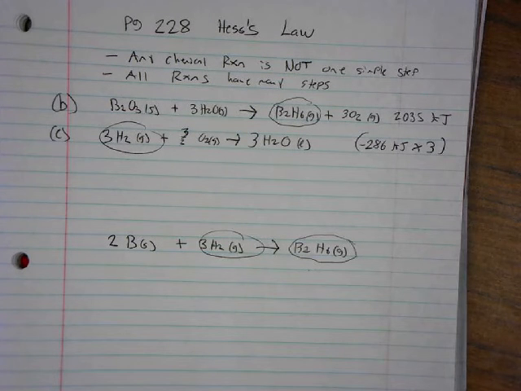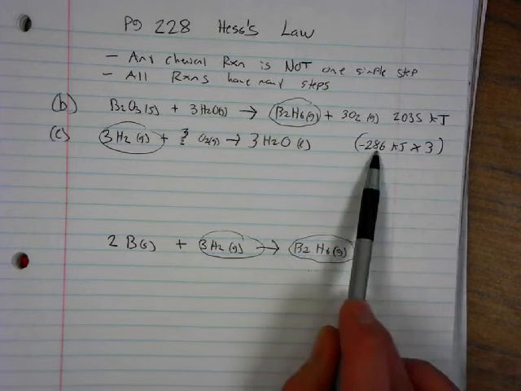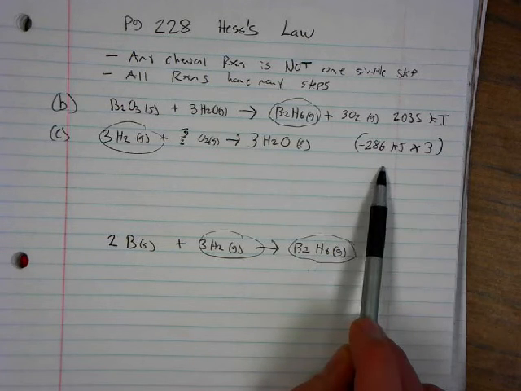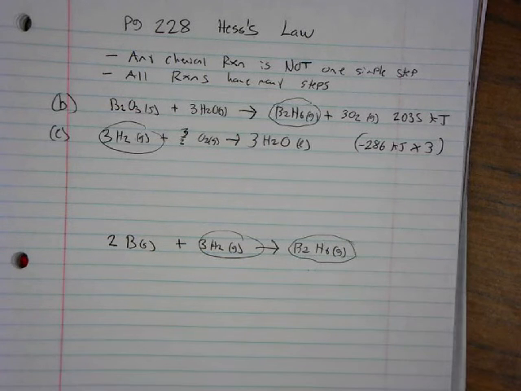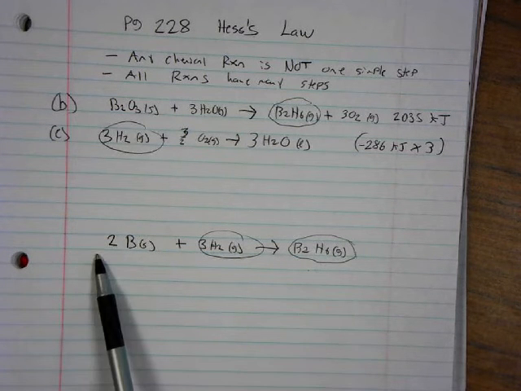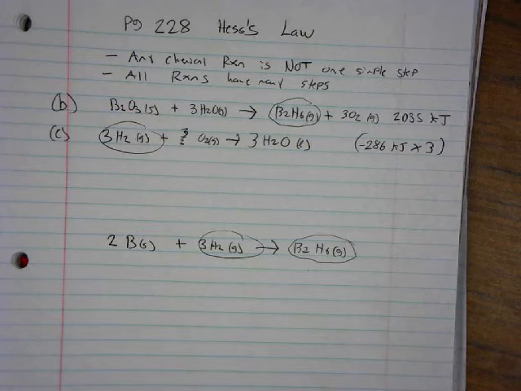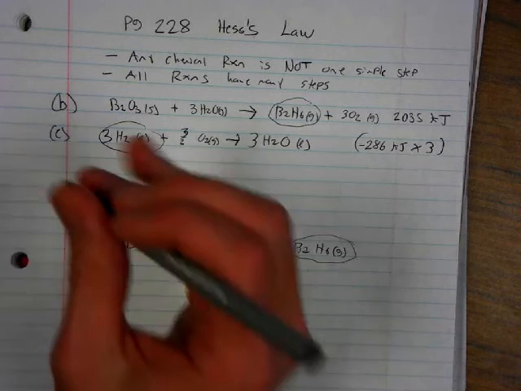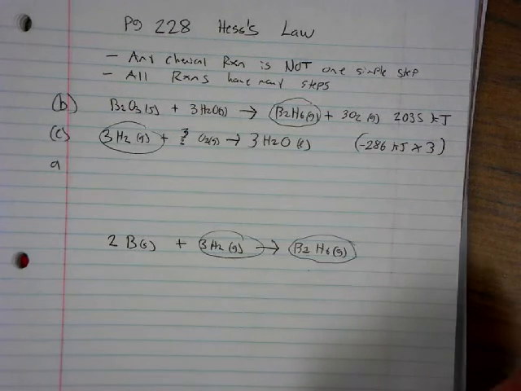These are actually kind of fun. Do I have my 3H2 on the left now? I have 3H2 here. I have 3H2 there. Do you need to know what the actual number is, or do you leave it as times 3? You want negative 286 times 3, because it was negative 286 to start, and it multiplied everything by 3.